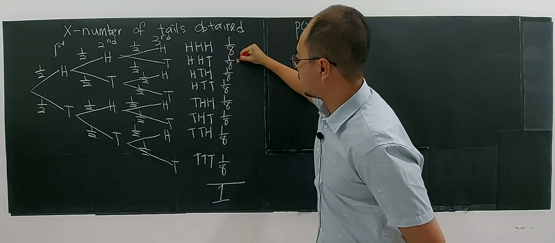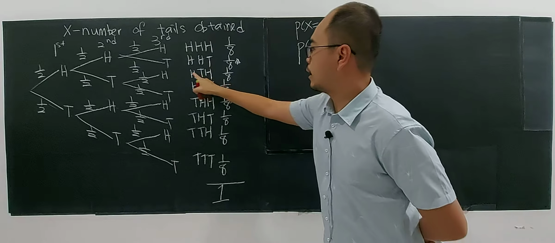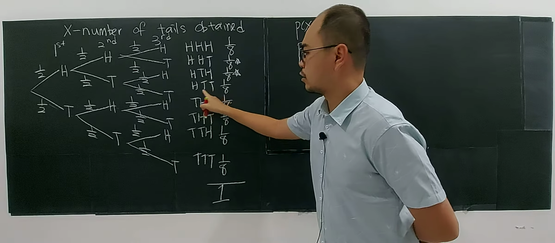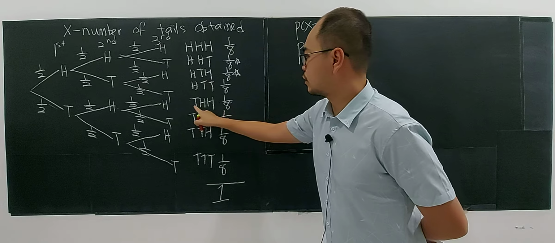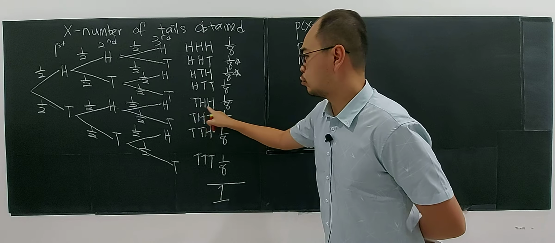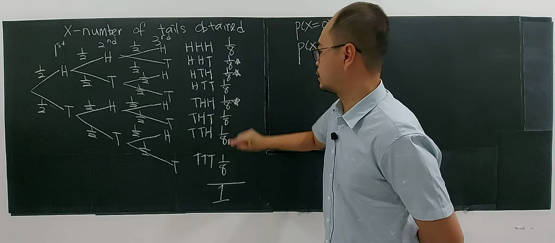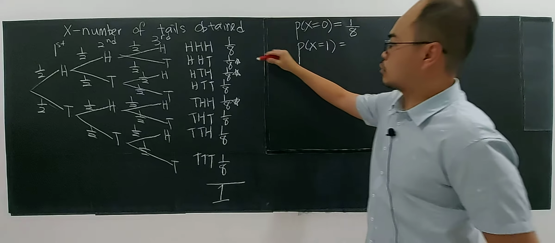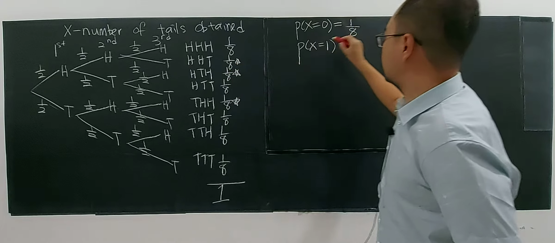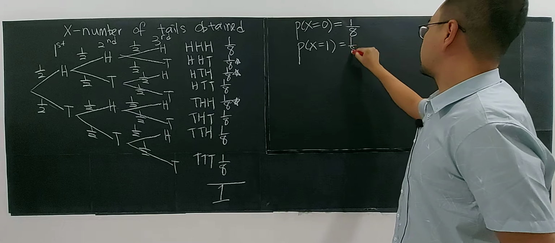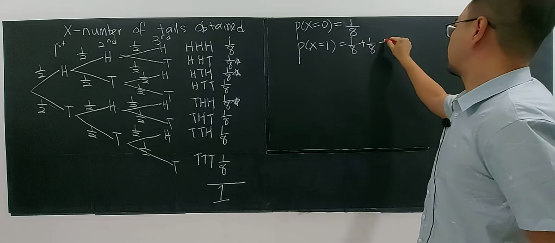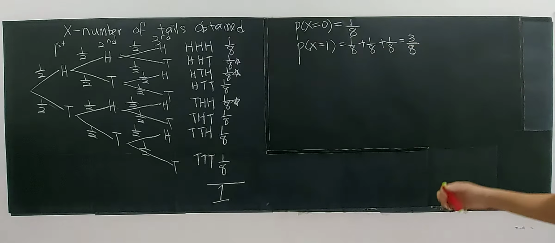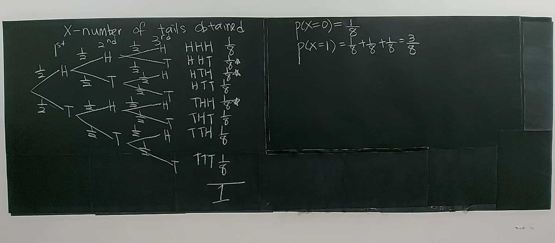Head, tail, right? I put a star here. Tail, head. So this one cannot be 2 heads, right? So this one, 1 tail, 2 heads. So yes, 1 tail, 2 heads. So 2 tails, 3 tails, no. So in total you have 1/8 plus 1/8 plus 1/8, and you are getting 3 over 8, right? You are getting 3 over 8.